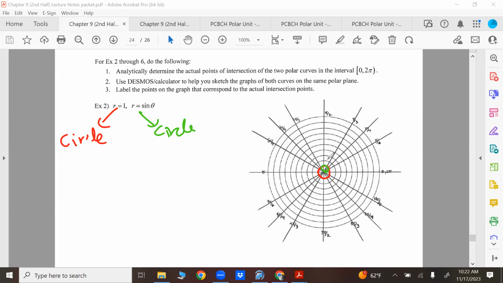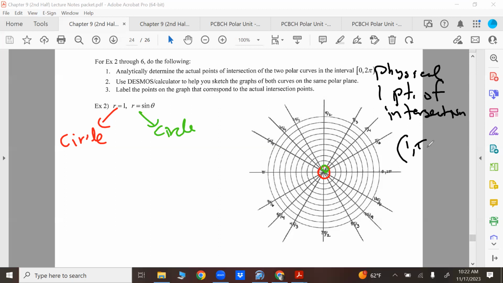My apologies. Because at pi over 2 it is 1, but at 0 it's 0, right? At 3 pi over 2 it's -1, but it jumps over anyway. Okay, so clearly they intersect in one place. One physical point of intersection, and that's going to be at 1 comma pi over 2. So we see that right from the graph.